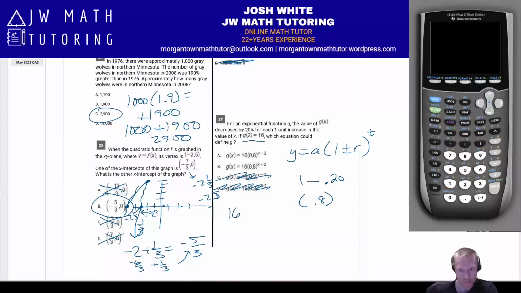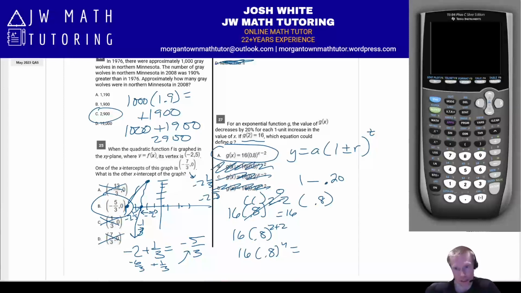If you notice, for the first one, you're going to have an exponent of 2 minus 2, which will end up being 0. Whereas for the second answer choice, you're going to have 2 plus 2. So for the first one, you have 0.8 to the 0, which is just 1. So 16 times 1 is 16. The second one, you're going to have 16 times 0.8 to the fourth. That is not going to equal 16. It's going to equal something less than 16. So cross that out. Correct answer is going to be letter A. Okay, and that's all you really have to do.